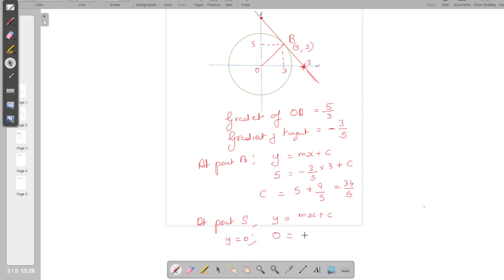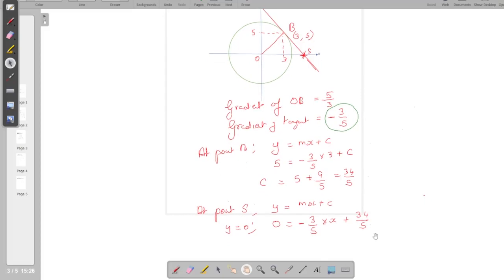So 0 is equal to m, which we already know, minus 3 over 5. That's the m of the tangent. Times x, which we don't know, but we know the c is 34 over 5. So that means we can bring this to this side. That becomes 3/5 x is equal to 34 over 5. Therefore 3x is 34. Therefore x is 34 over 3.